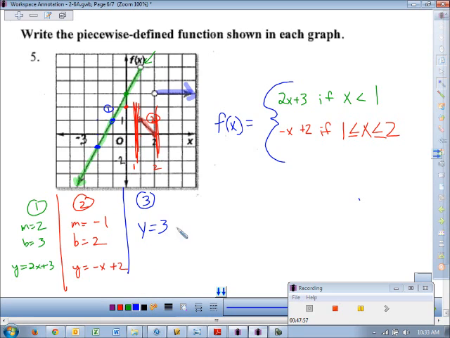Third guy, what are we putting right here? 3. That's it. Right? 3. If x is what? Greater than how much? Oops, that's not a greater than symbol. Greater than how much? 2. Should we have put an equal to bar on it? That's got an open dot.